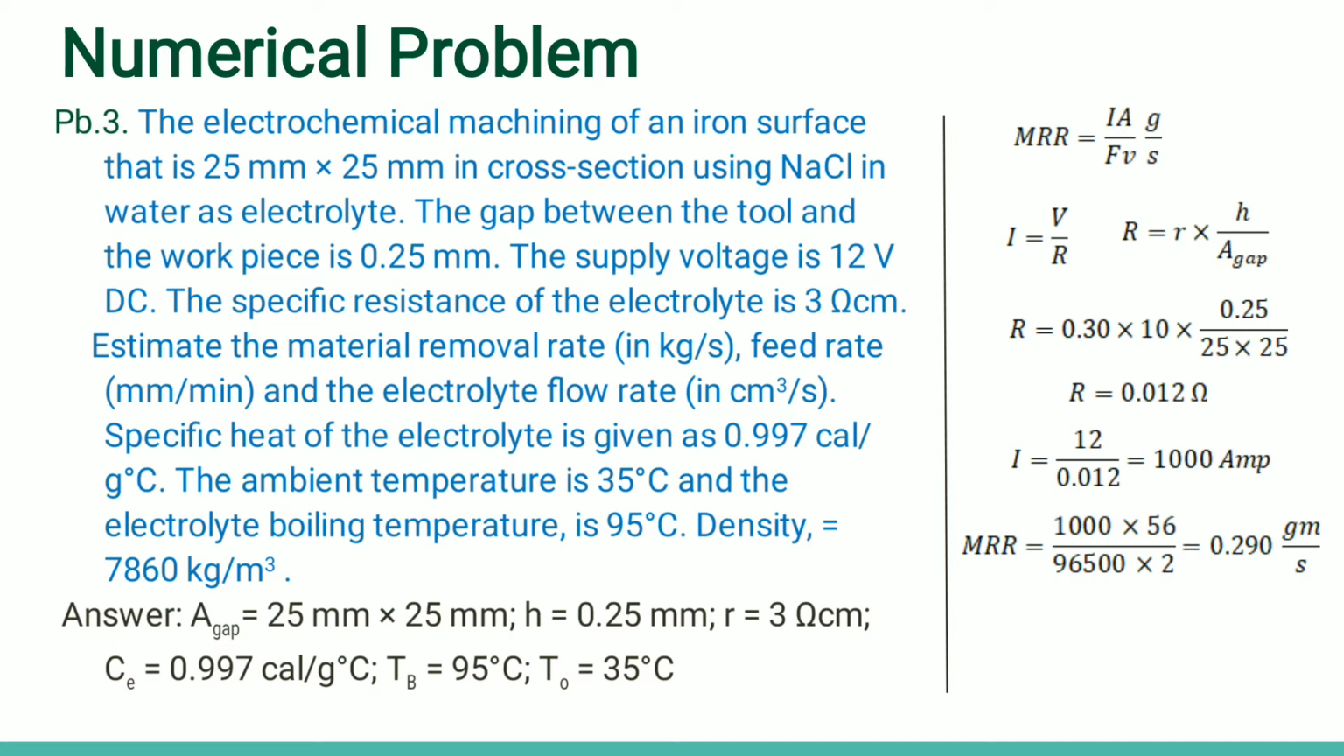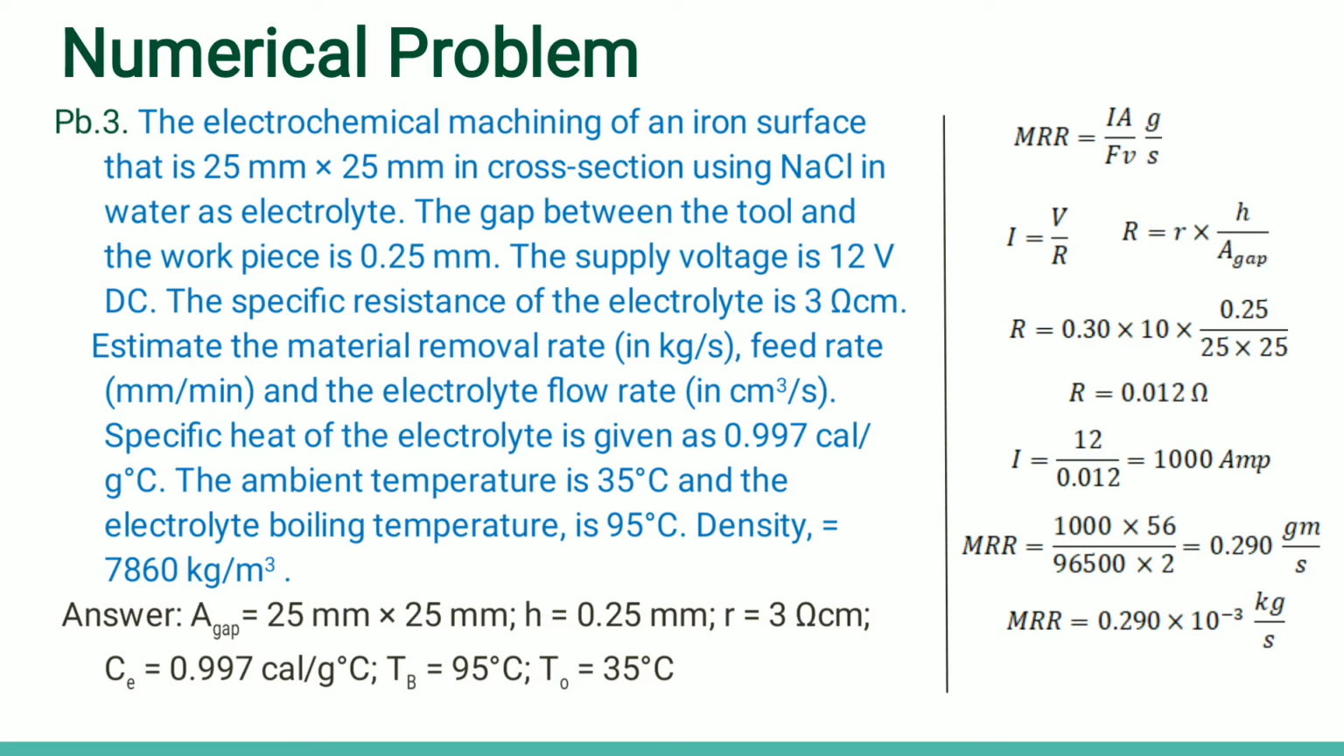So Av is 2. When you calculate it, you will get 0.290 gram per second. Okay, now first of all we are converting this into kg per second, because the MRR is asked in kg per second. So first of all we have to convert into kg per second. When you convert it into kg per second, you have to multiply with 10 raised to power minus 3. Okay, so this will be 0.290 into 10 raised to power minus 3 kg per second.